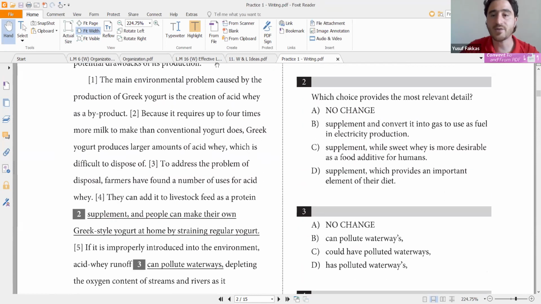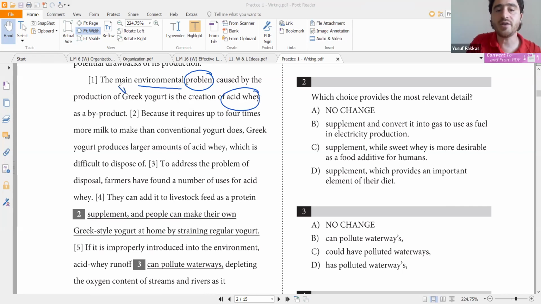Okay, let's start. But remember, what you're doing is you're reading, you're highlighting the keywords, you're moving on until there's a question, you stop, you answer it, and then you continue. So the main environmental problem, as you can see, this is my first key phrase, environmental problem. Caused by what? What is the cause? It's the production of Greek yogurt. Okay, what is it caused? It's the creation of acid whey.